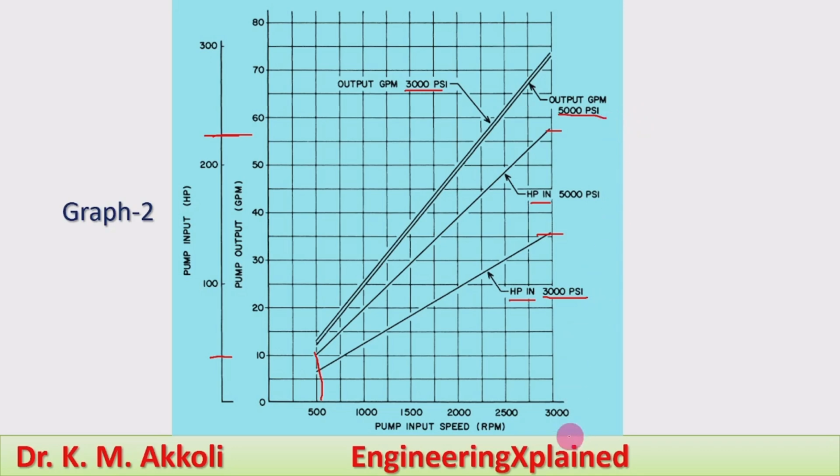This is how the pump input speed compares with the pump input HP and pump output flow rate. We have discussed how the variation takes place in the form of graphs.